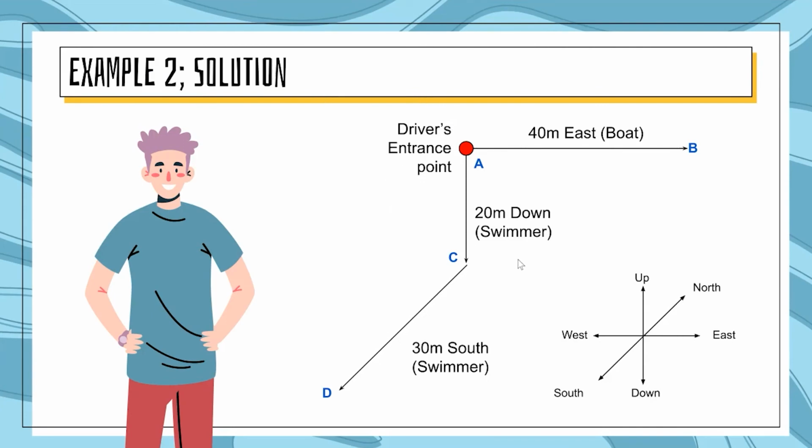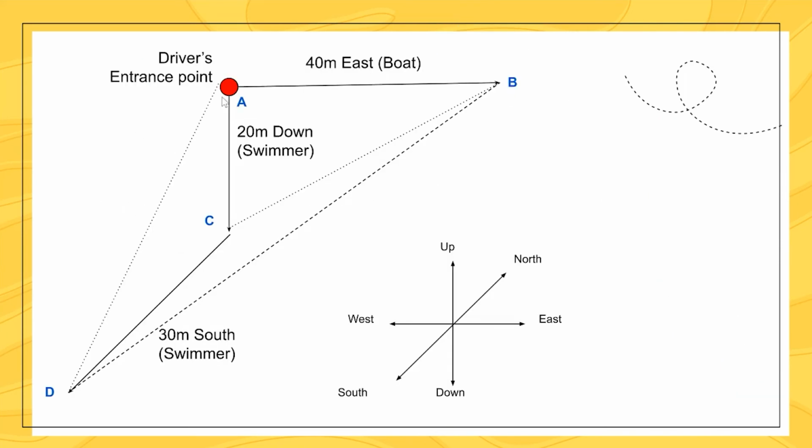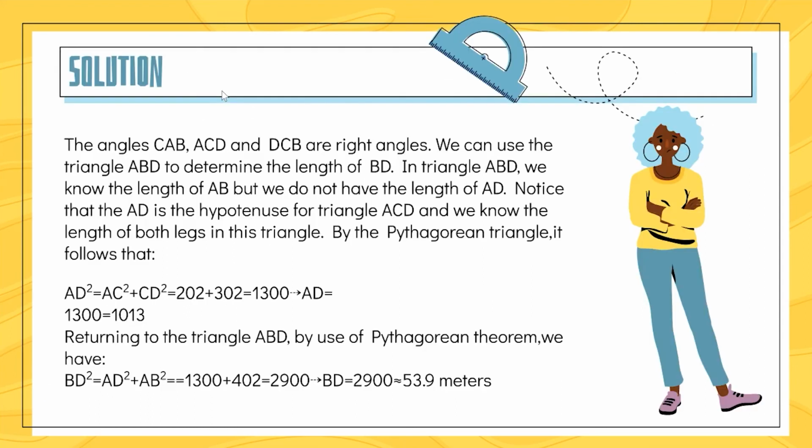Example 2. North, south, west. How can you find it? 3 south, west, 20 minutes, downside and 40 seconds, and how can you find it? And here again is an example solution about the diagram and problem statement and the diagram. We are looking for the laws of BED. Here you have one example, you can see it. And here is a solution for this one.